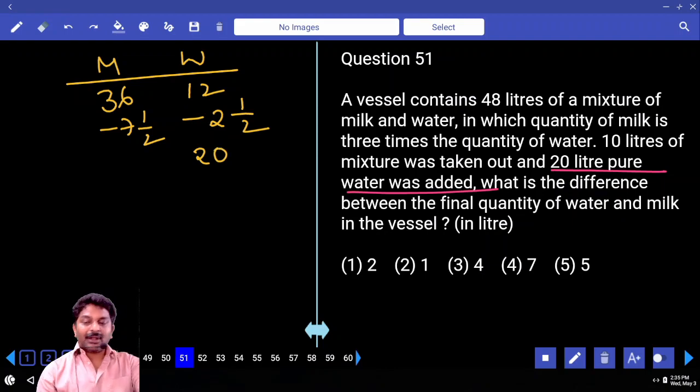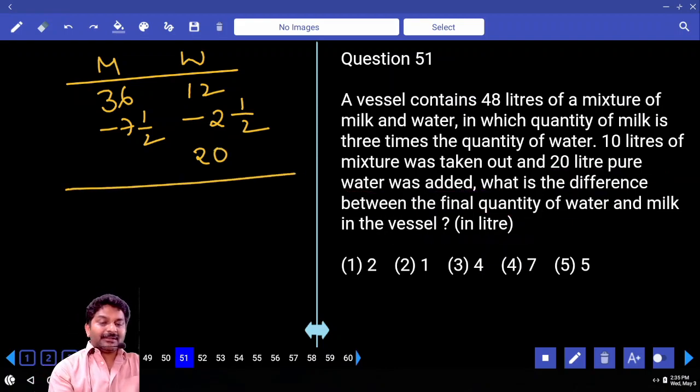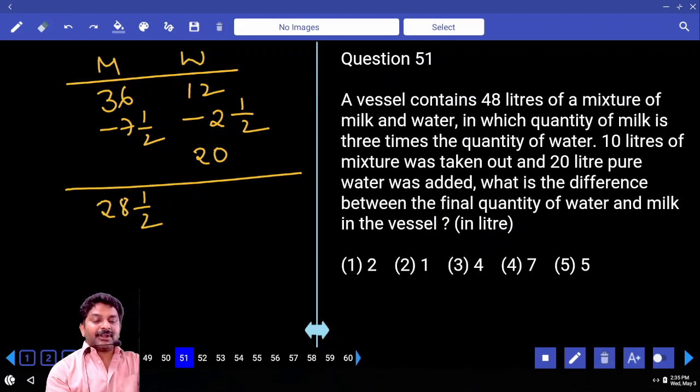20 liters of pure water is added. What is the difference between the final quantity of water and milk? 36 minus 7.5. 20 plus 12, 32 minus 2.5. Difference between these two.